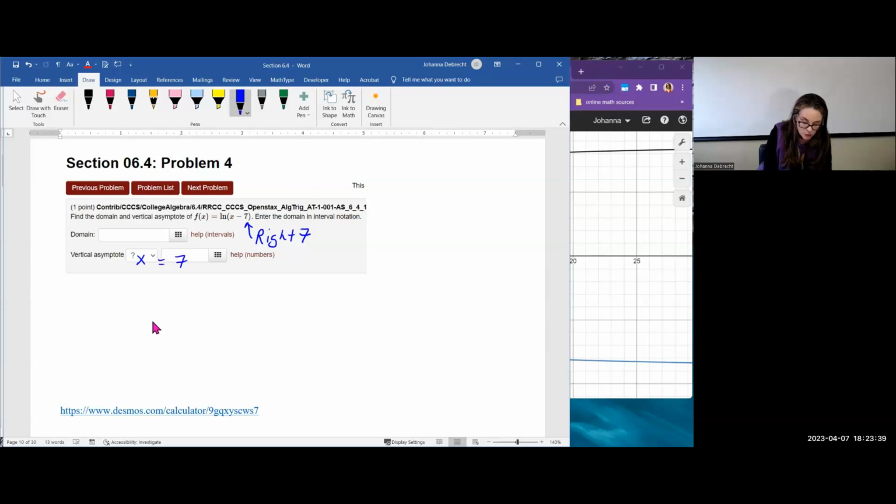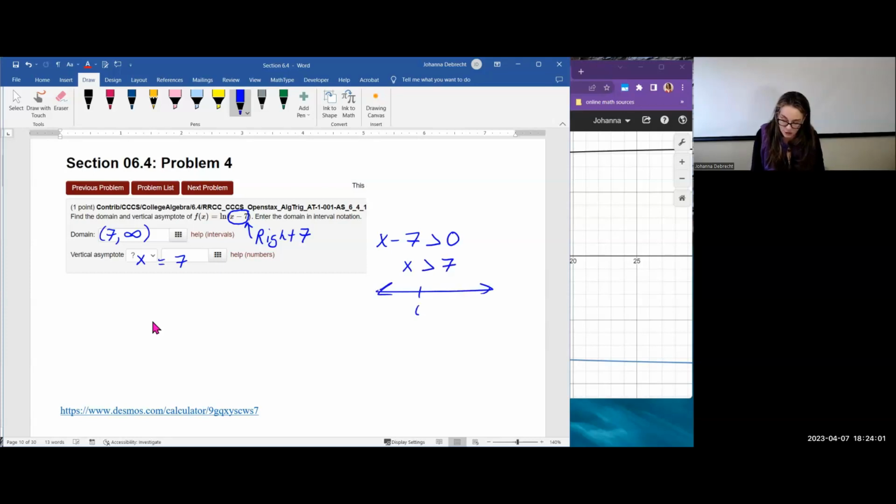Now I don't have to do the work, but I can do the work. I can show that the domain has to be 7 to infinity because, again, this answer part inside the logarithm must be greater than 0. And that's how I'm going to find the domain. So this tells me that x has to be greater than 7, which on the number line is going to graph as an empty circle at 7 and the variables on the opened end. So we go right, which is 7 to infinity.